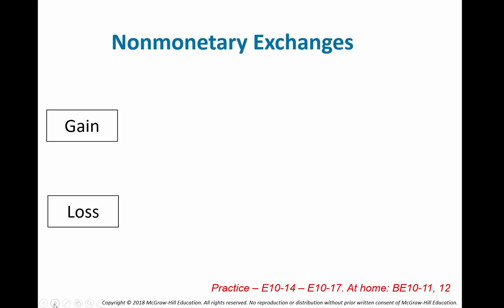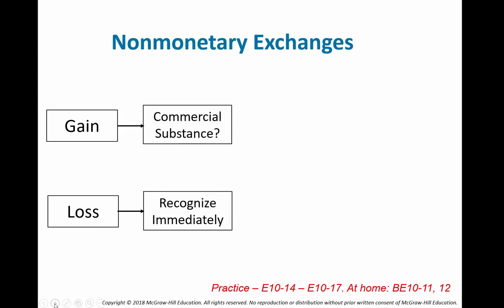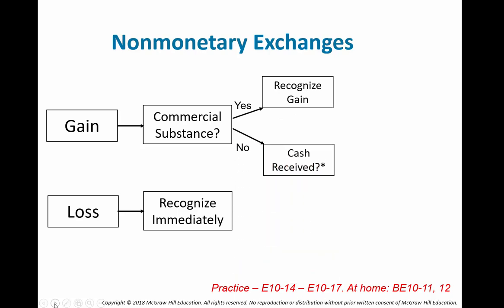The first question you need to ask yourself is, is there a gain or loss? That's number one. So you compare your book value to your fair value, and you decide, is there a gain or a loss? If there's a loss, you recognize it immediately. No questions asked. Loss, recognize the loss. Nothing else to look at. Now, if there's a gain, you have to ask yourself, is there commercial substance? If there is commercial substance, then you recognize the gain. If there is not commercial substance, then we get a little messy.